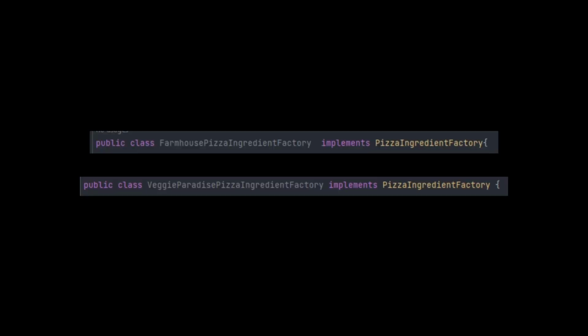These ingredient factories can also be created at a more granular level, like a type of pizza, as shown here. We have a farmhouse pizza ingredient factory or a veggie paradise pizza ingredient factory. They both implement the same ingredient factory interface. So what did we achieve here?